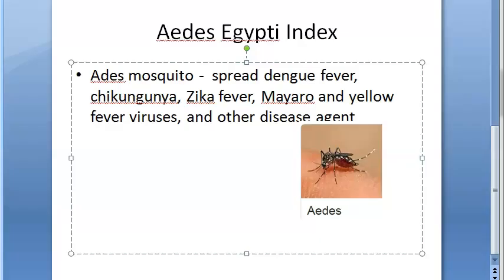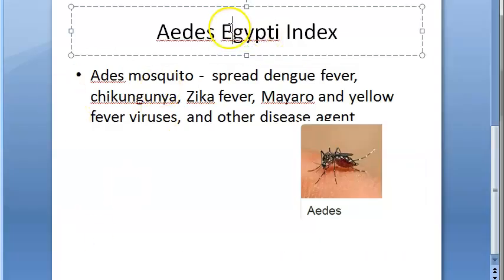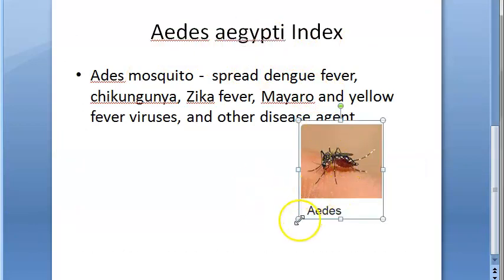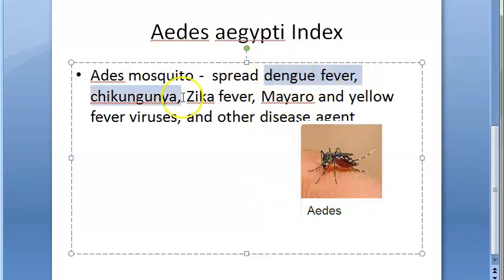In this video, let us look at the Aedes aegypti index. We are looking at some terminology called Aedes aegypti index. Basically, Aedes is a mosquito, and it spreads dengue fever and chikungunya. These two you can remember. It spreads the dengue virus and the chikungunya virus. So it is a vector, it carries the disease causing agent.